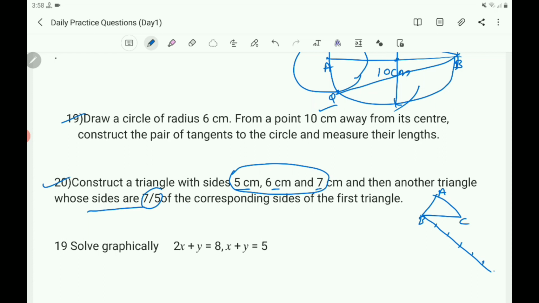And here, as it is an improper fraction, you must extend it and join the fifth part: 1, 2, 3, 4, 5. Why do you have to join the fifth part? Because in the denominator there is 5. So here you must join this fifth part to the end point.